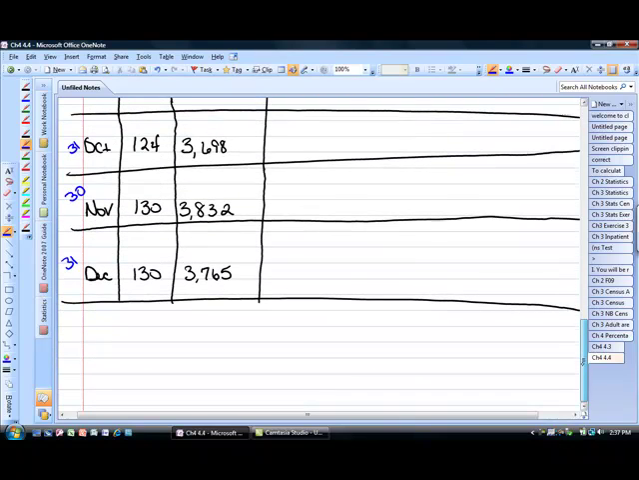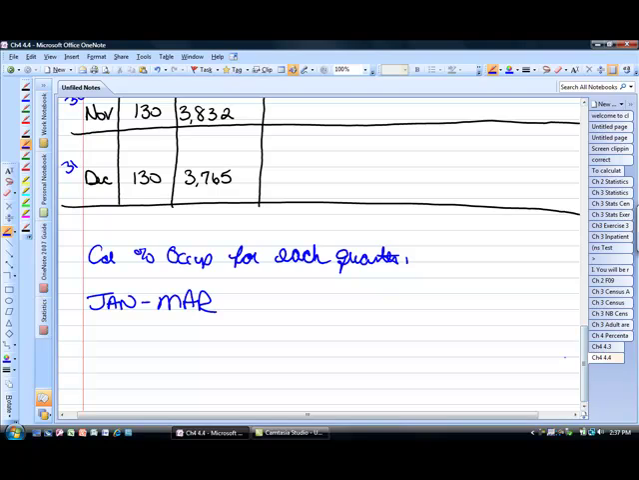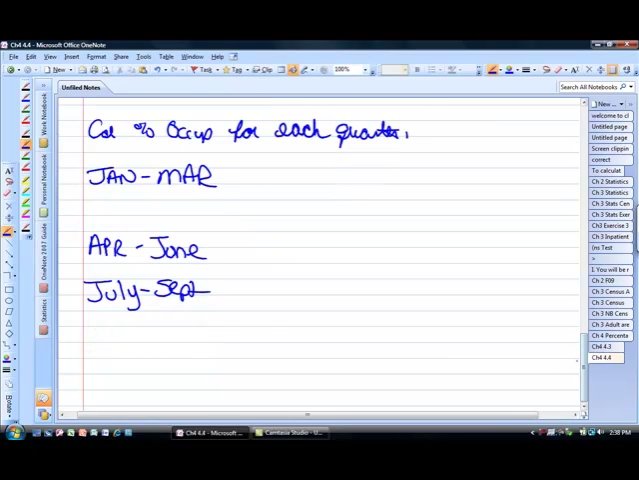The next question asks, calculate the percentage of occupancy for each quarter. So that's every 3 months. And we're going to look at January through March. So that includes January, February, and March. April through June, July through September, and October through December.